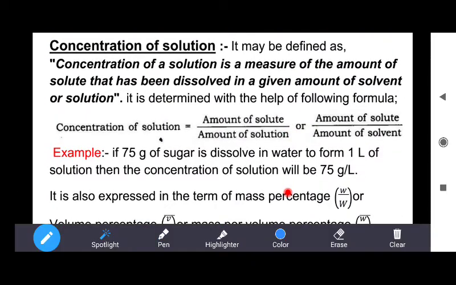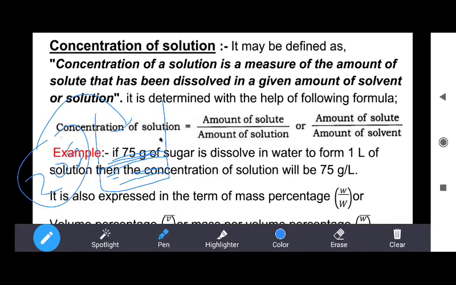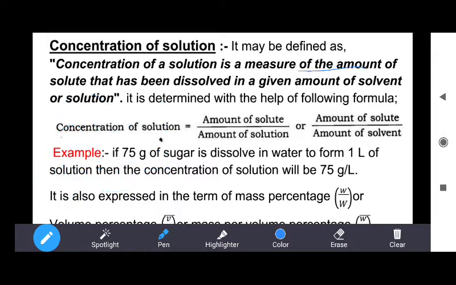What is the concentration of solution? It may be defined as: the concentration of a solution is the measure of the amount of solute that has been dissolved in a given amount of solution. Suppose you prepare a solution in which you take 100 ml water and add 20 gram of any solute, then the concentration of this solution will be 20 gram per 100 ml. So it is the amount of solute that has been dissolved in a given amount of solvent or solution.